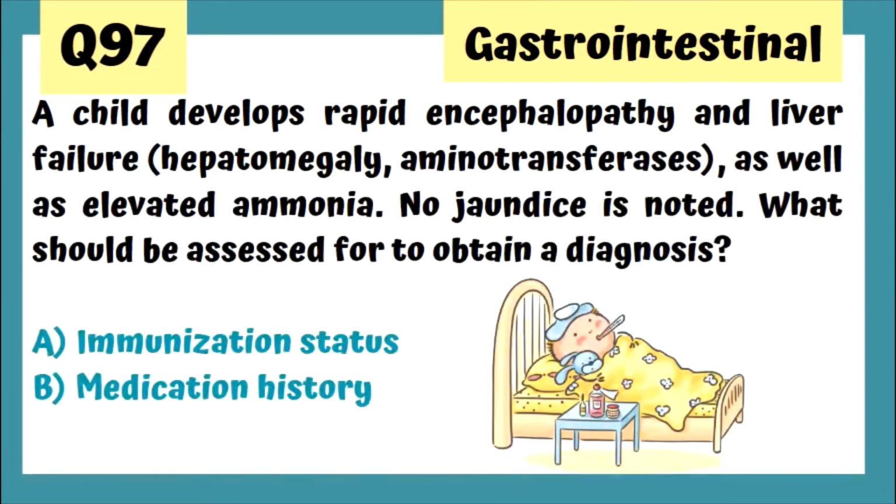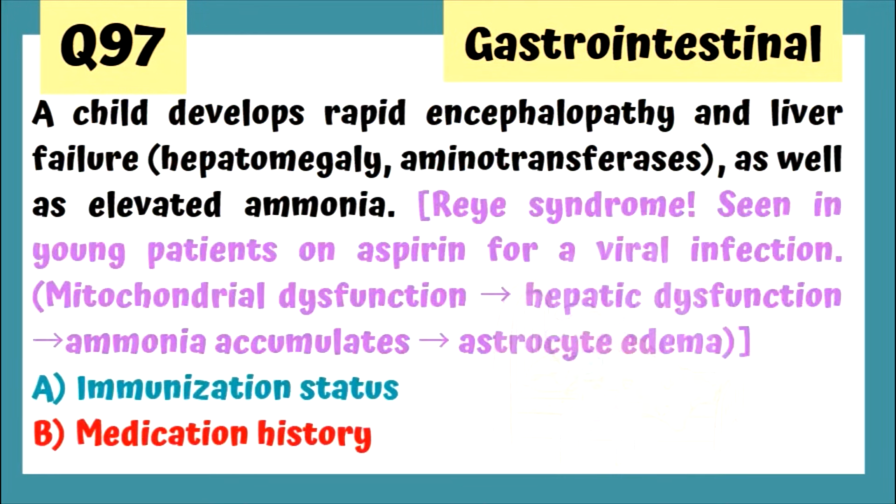Question 97. A child develops rapid encephalopathy and liver failure, as well as elevated ammonia. No jaundice is noted. What should be assessed for to obtain a diagnosis? So we spoke about Reye syndrome before. There's likely a Reye syndrome going on over here. A child's adverse reaction to aspirin, so medication history. There's a mitochondrial dysfunction which leads to hepatic dysfunction, and ammonia accumulates, leading to astrocyte edema and these other neurologic problems. The child could die.